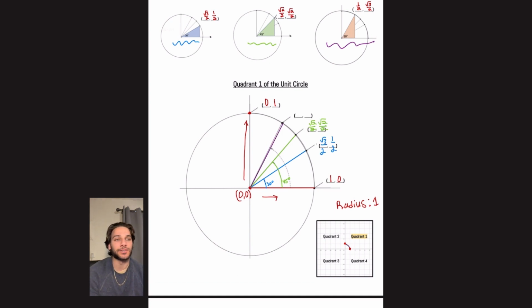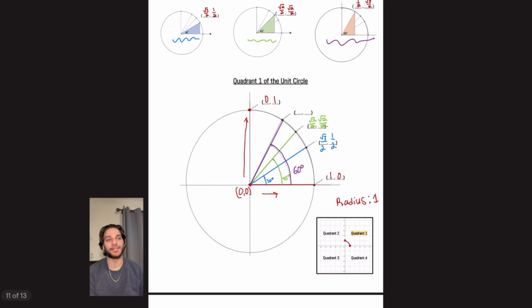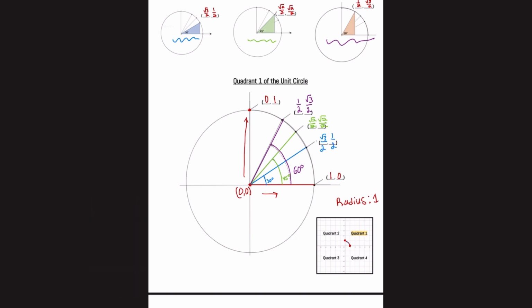We don't need that, so I'm going to erase it. And then now this curved line, that's the 60 degree angle from the base to the purple line. That is 60 degrees. So my coordinate would be 1/2, comma, root 3 over 2. And that is our quadrant 1 of the unit circle.